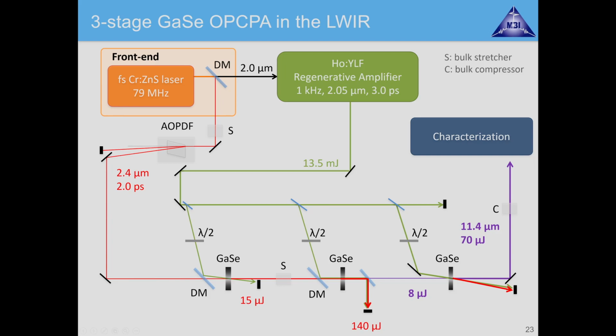Then this is changing a bit from before. We see the last stage with the idler, and in this last stage we're able to amplify the idler up to 70 microjoules, which is really record-breaking for systems at wavelengths above 10 micrometers, and this is centered around 11.4 micrometers, which we compress with bulk material. This is just zinc selenide we put here. And in the next slides, I want to talk about the characterization of this long-wave infrared idler.